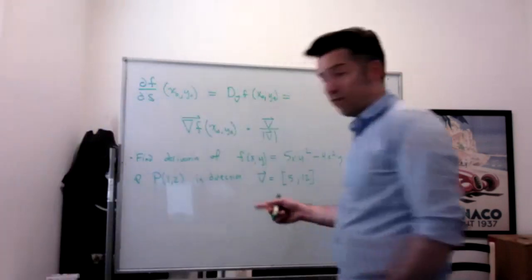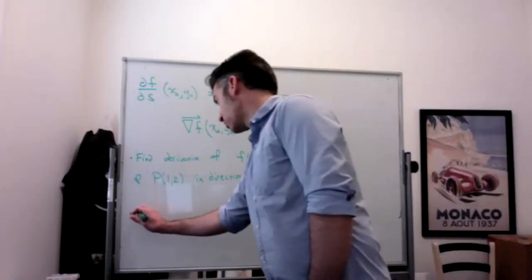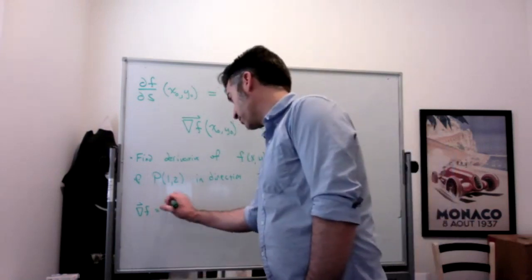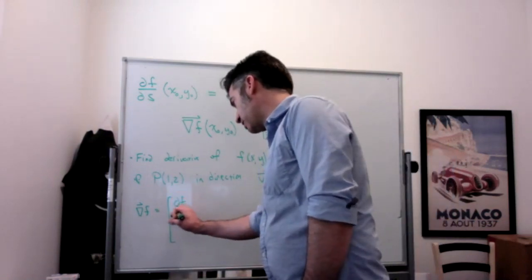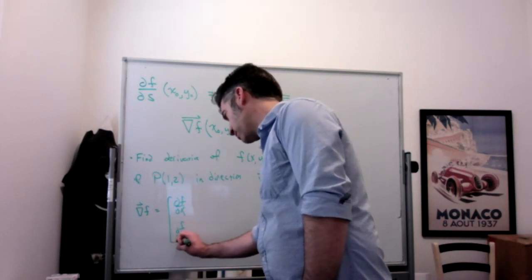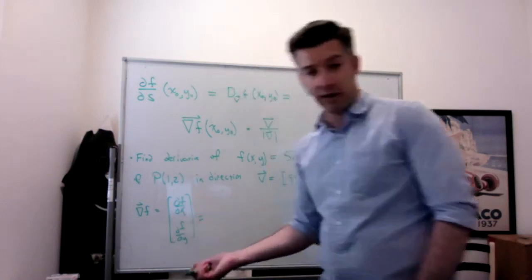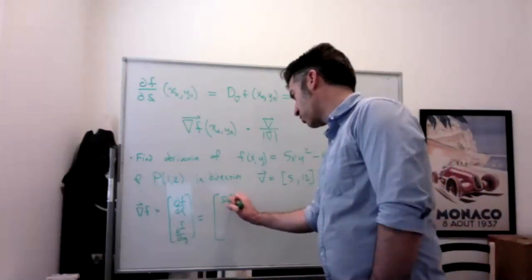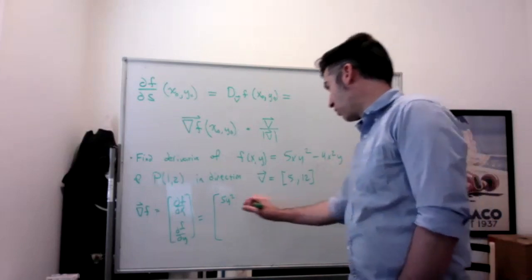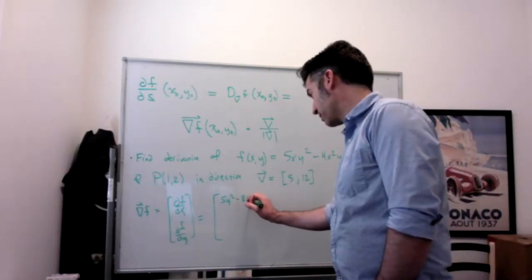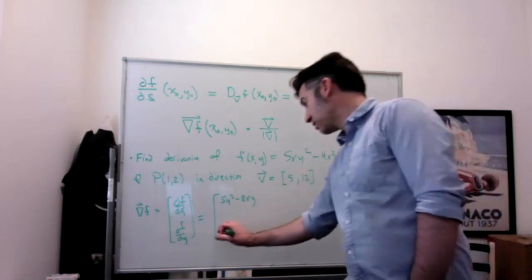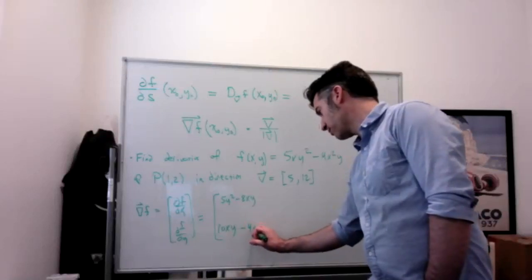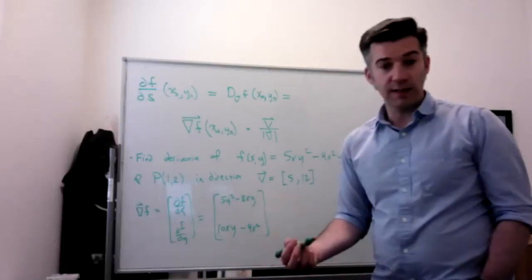Okay, so we need to find the gradient. The gradient of f anywhere is just the partial derivatives, right? It's the partial with respect to x and the partial with respect to y as the components of your vector. The partial with respect to x is going to be 5y squared minus 8xy. The partial with respect to y is going to be 10xy minus 4x squared. So that's your gradient anywhere.